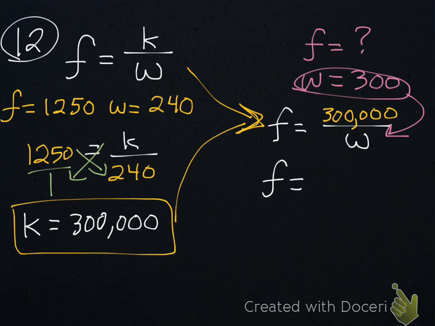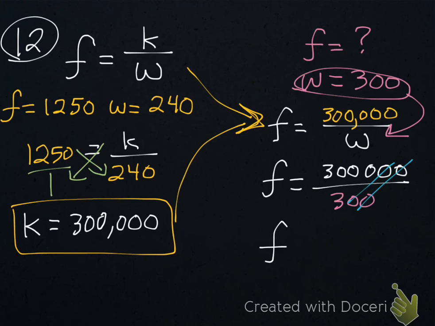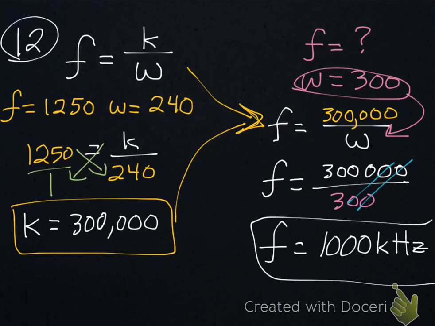My frequency is equal to 300,000 divided by W. W is 300. That's going to be interesting. Let's see. That cancels, that cancels. So I did 3 into that, and I should have a frequency of 1,000. Now look for the units. What was frequency? Kilohertz. Make sure to include the units in your final answer.